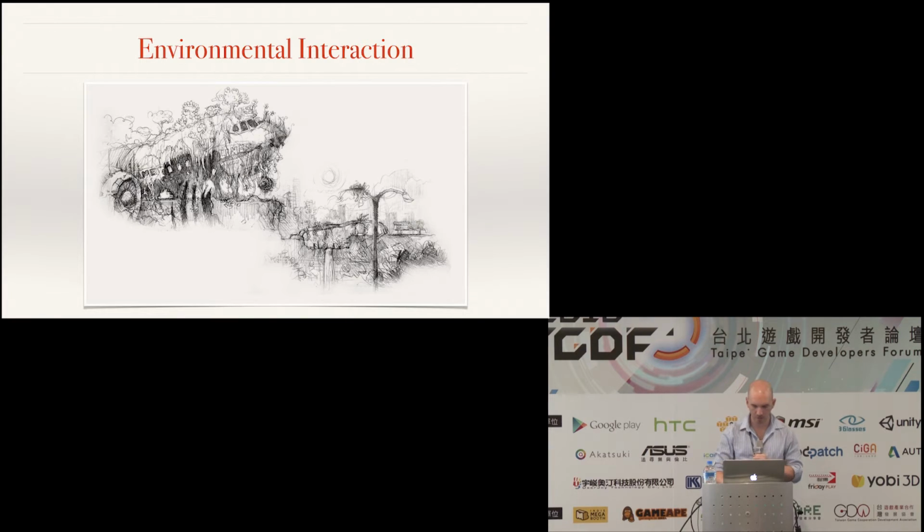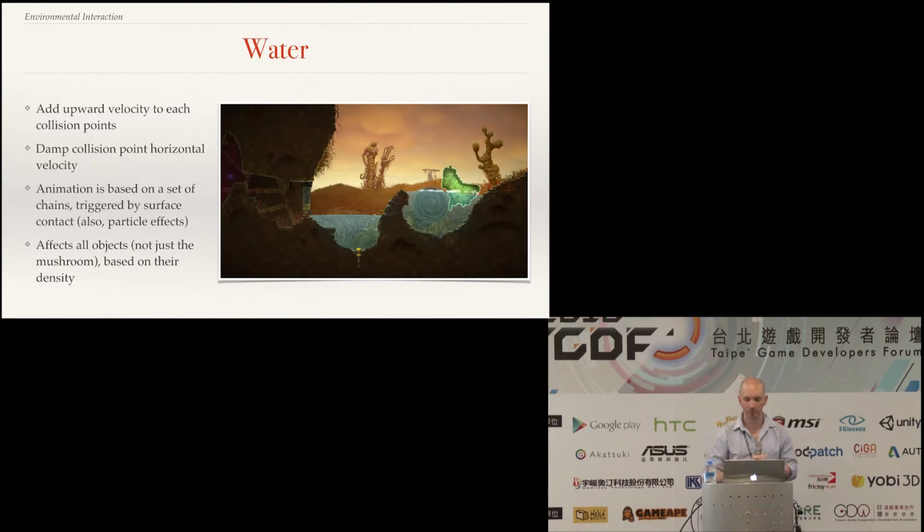All right. Environmental interaction. Let me go through this quickly. Here are some interesting things that you can do in Mushroom 11. You probably noticed that all the interactions in Mushroom 11 are based on the environment. The mushroom does not do anything. It's the environment that applies certain obstacles or challenges onto it. Water is one of my favorites. Water is super simple, really. It just applies an upward velocity to anything that happens to be in that trigger area, and it also dampens the horizontal velocity as well.